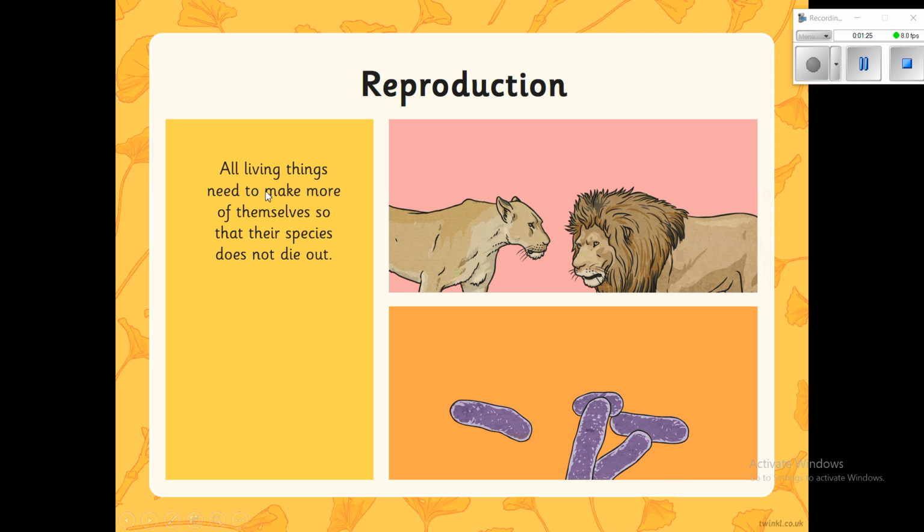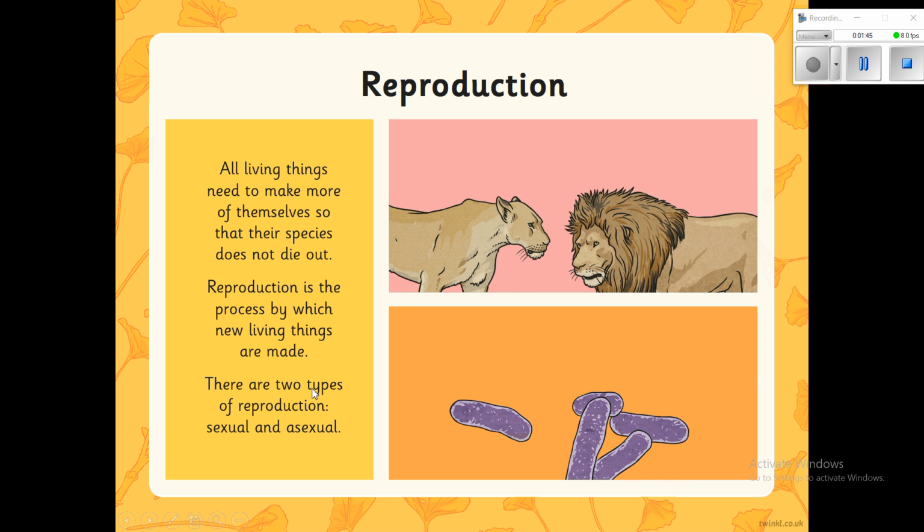All living things need to make more of themselves so that their species does not die out. Same as humans and any other animal, they need to reproduce so that more come along, and then their species don't die, because if nobody reproduced, there wouldn't be any left. Reproduction is the process by which new living things are made. There are two types of reproduction, sexual and asexual reproduction, like I mentioned first.